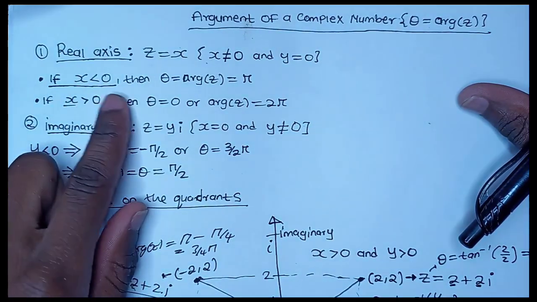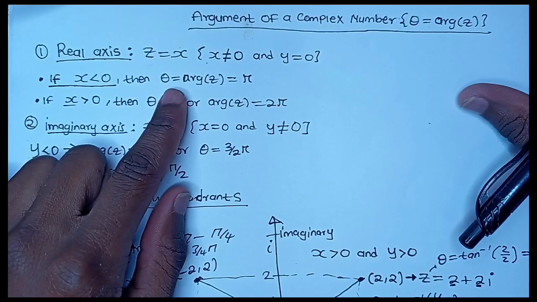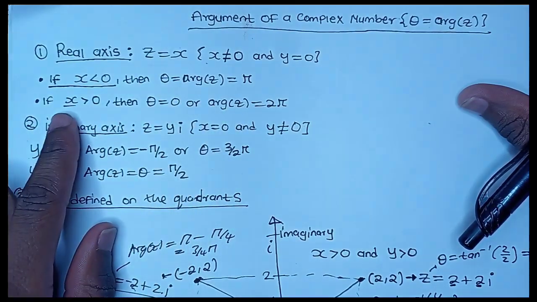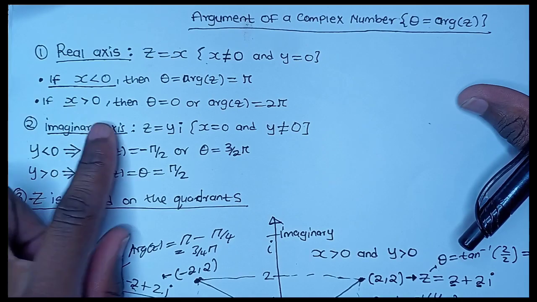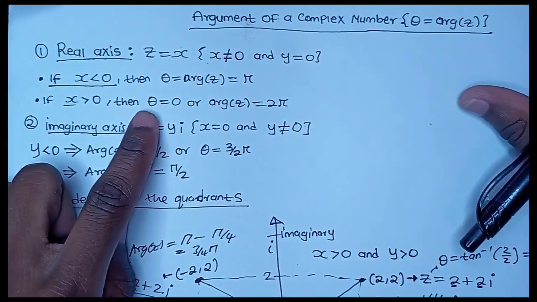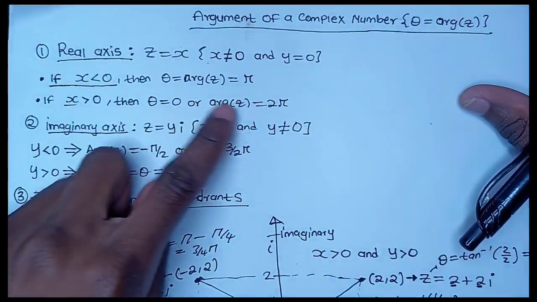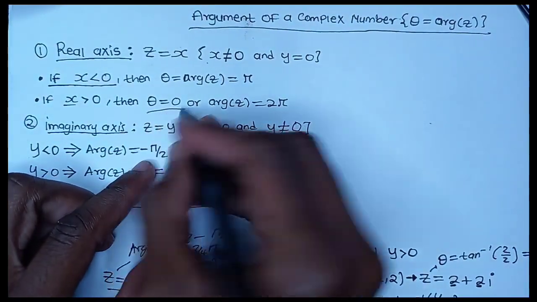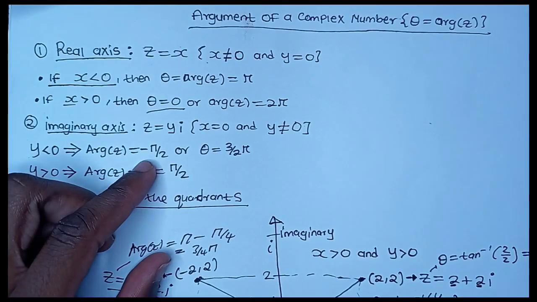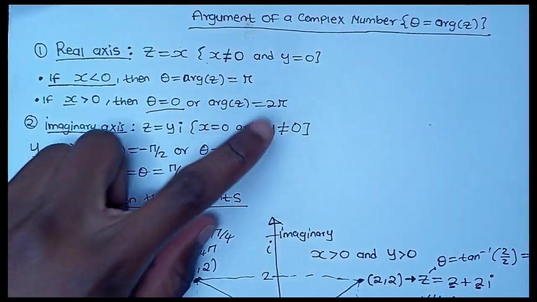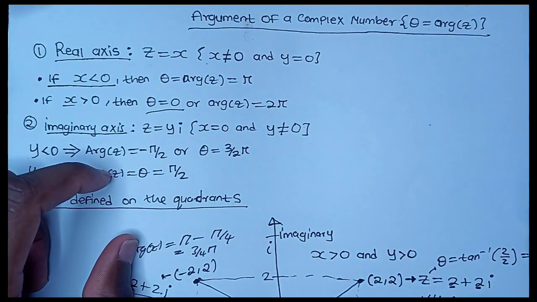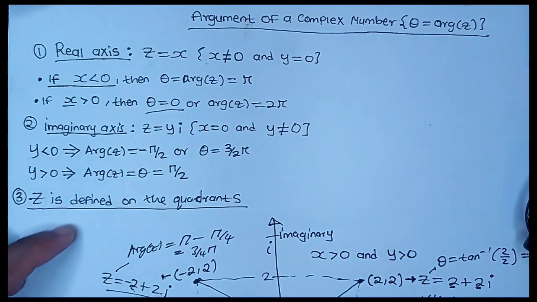If x is less than 0, we have the argument of a complex number z as pi. And if x is greater than 0, we can have the argument of z as either 0 or 2 pi, but we're used to 0. We'll use 0 instead of 2 pi, but 2 pi is also a solution, the reason being that the argument of a complex number is not unique.